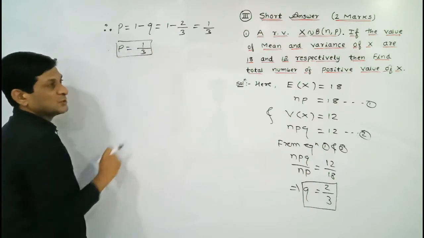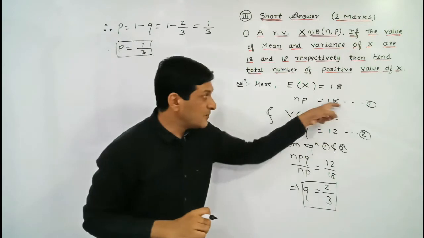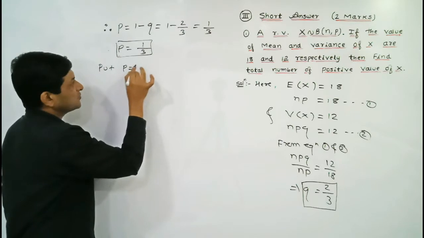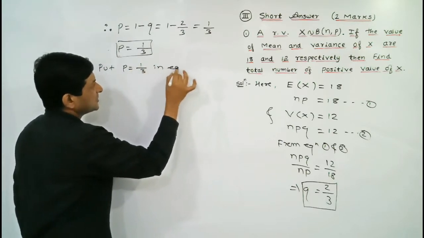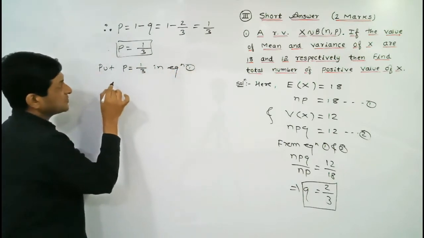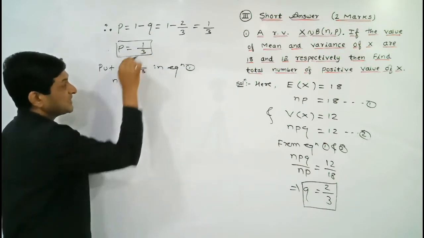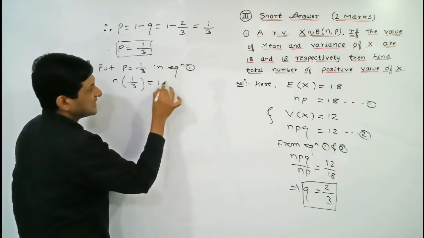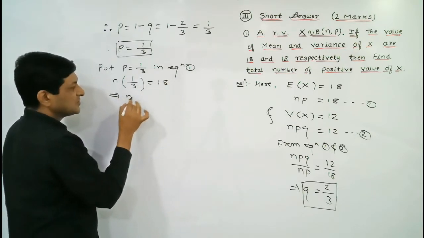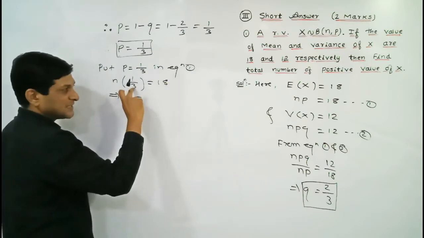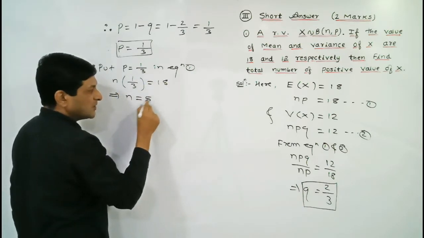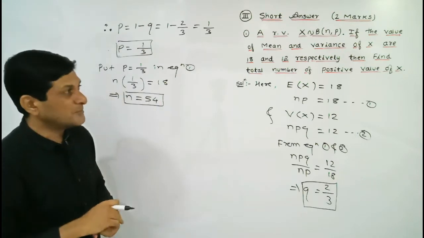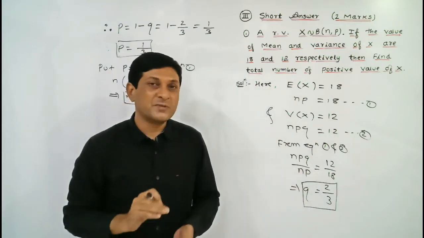Once the value of p is known to us, substitute this value of p in equation number first. Let us see what we'll get here. So put p equal to 1 by 3 in equation first. This equation first will become n, keep it as it is, p I am replacing by 1 by 3, and on the right hand side keep 18 as it is. So this implies that n is equal to, 3 will get multiplied on this side, and 3 into 18 will be equal to 54. So now once the value of n is known to us, from this value of n we are trying to find the total possible values of x.